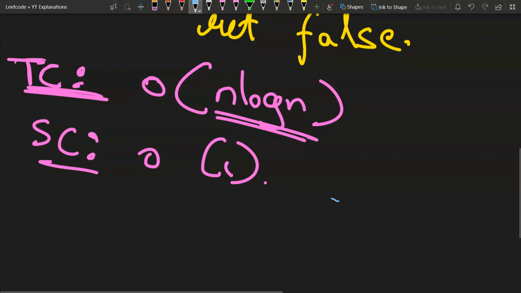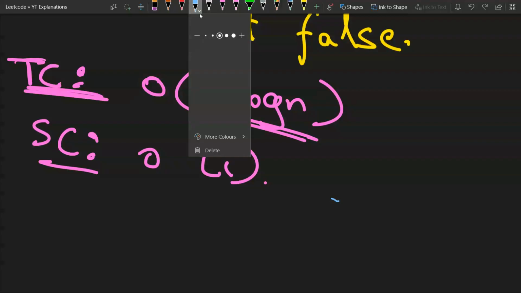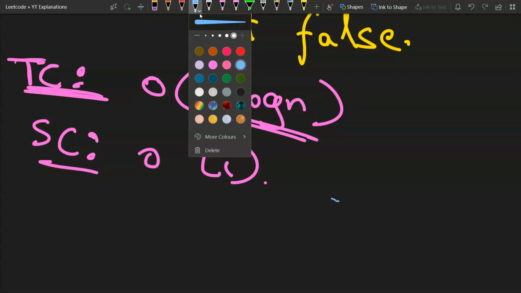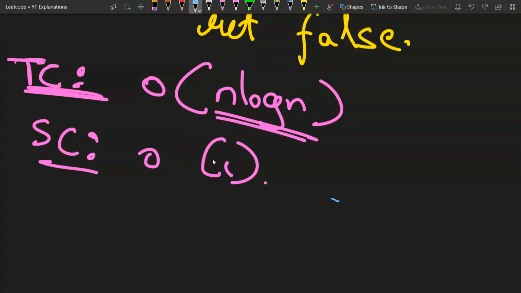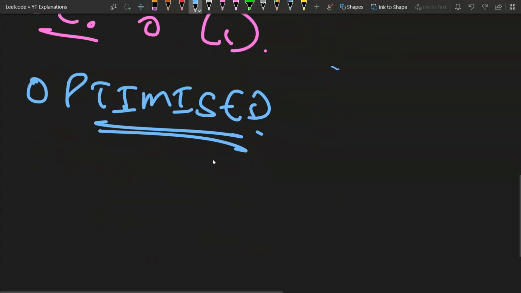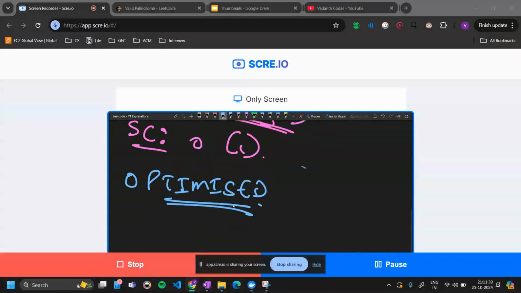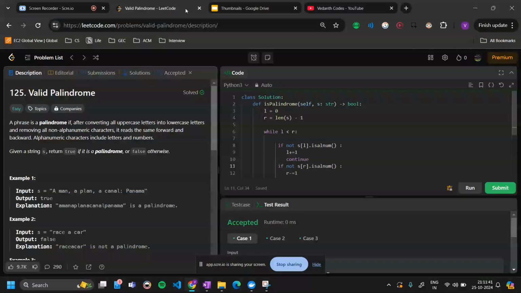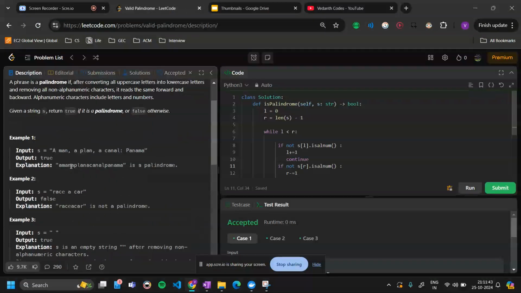This involves a technique called two pointers, which is quite intuitive. So let's try to understand it. Optimized. I'll take a much better example probably. Just take this example: a man, a plan, a canal, colon, Panama.